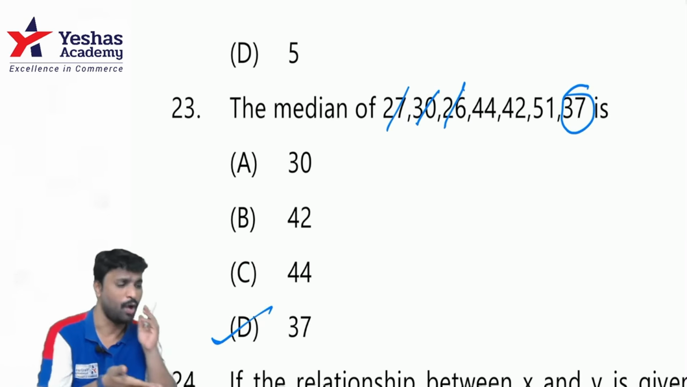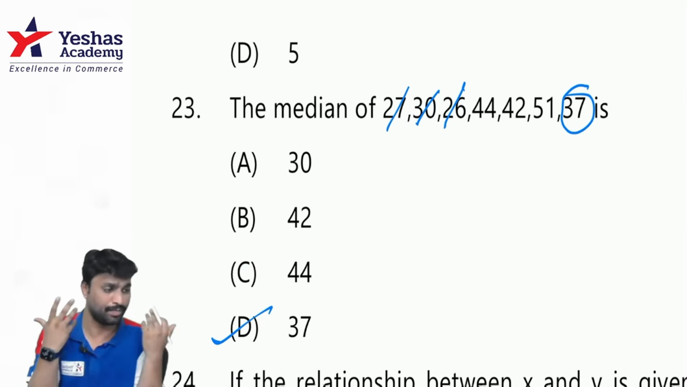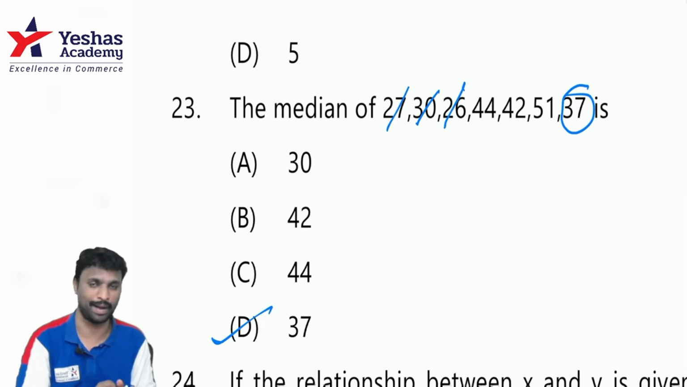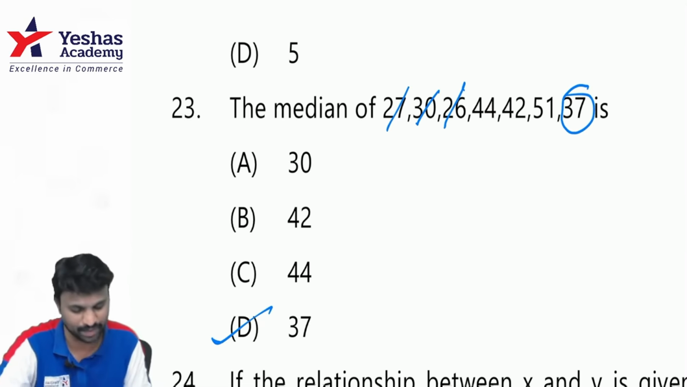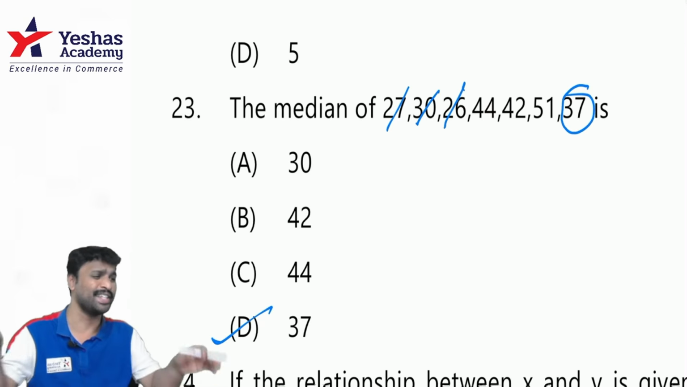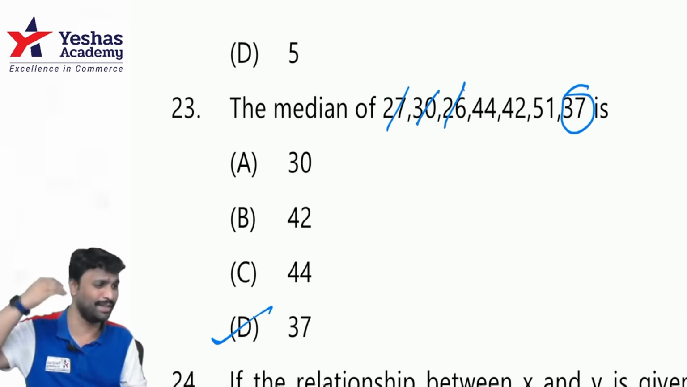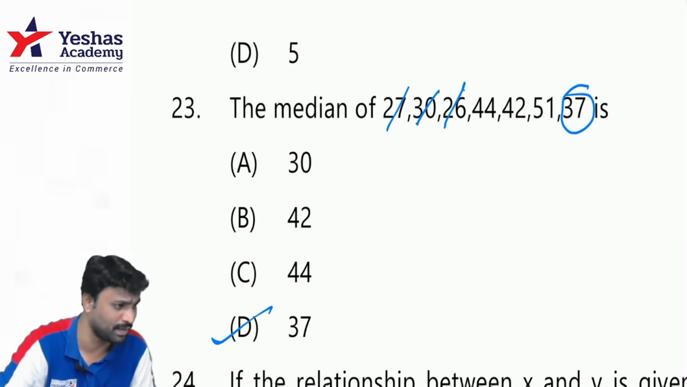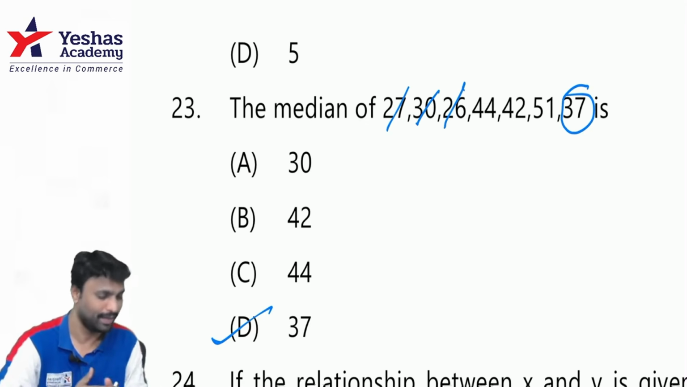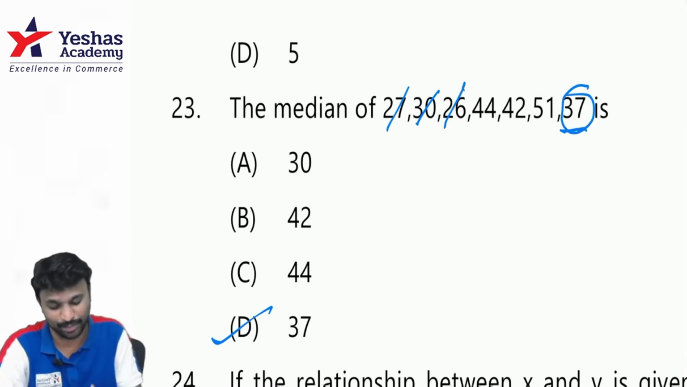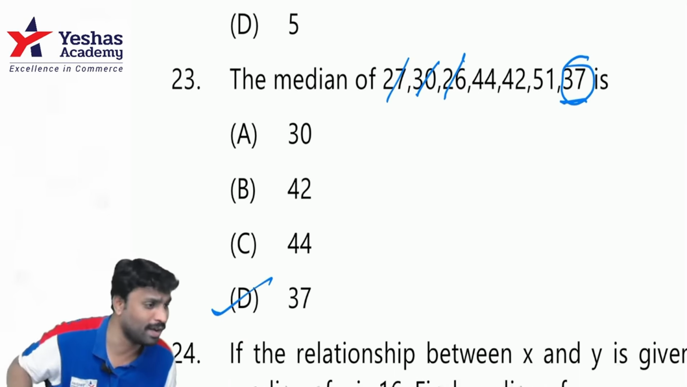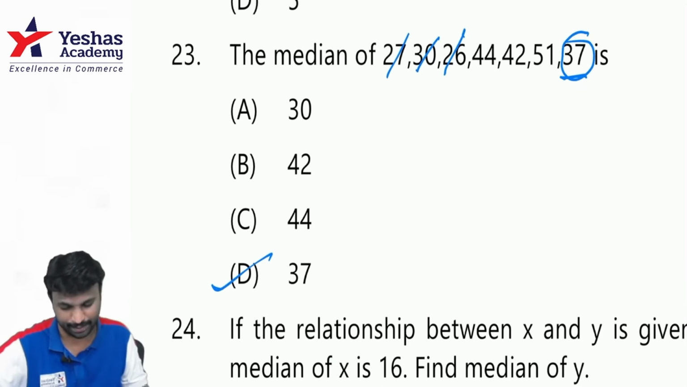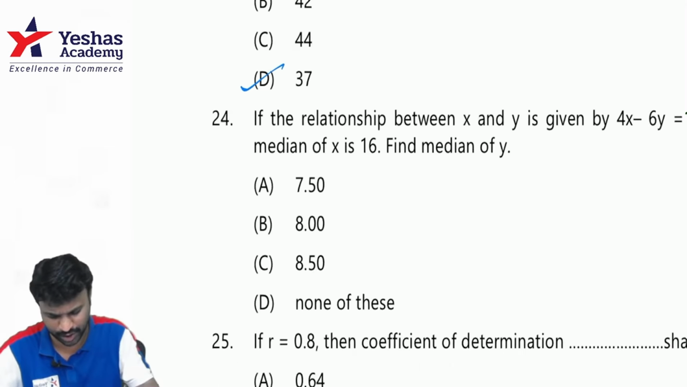Have you understood? Out of 7 observations, the fourth observation is the middlemost observation. So rather than arranging all observations, cancel the first 3 observations. The next, fourth observation in the ascending order will be the median. Have you all understood? So 37 is the median. Moving on to the next question, 24th one.